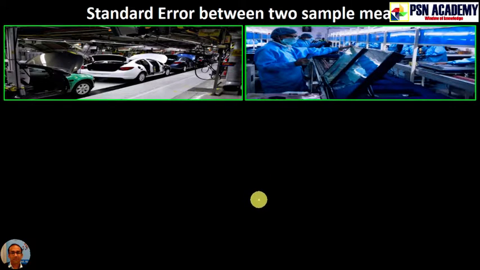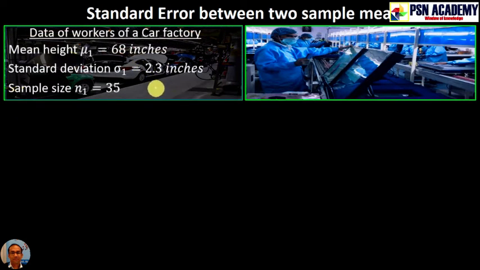So previously we dealt with a single proportion. This time we are dealing with two sample means. So we have a car factory here, and we got the data of the workers of this car factory. The mean height, that is mu1, meaning the population, that means we are considering all the workers of this car factory, and the mean height was 68 inches. The standard deviation, sigma 1, was 2.3 inches. And we take a sample from this car factory, and N1 is 35.